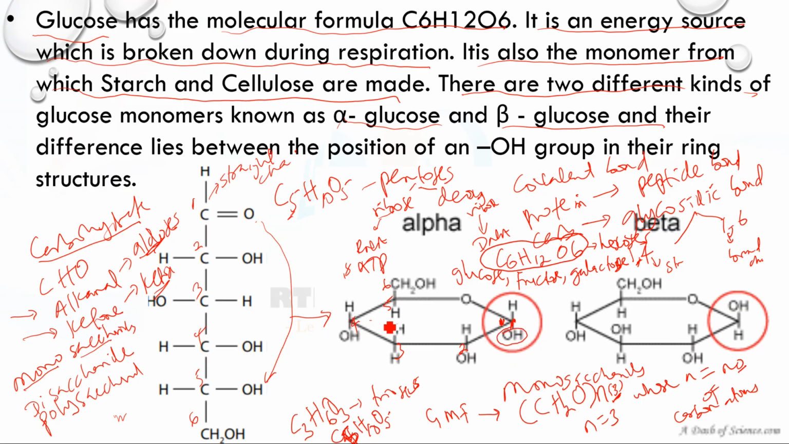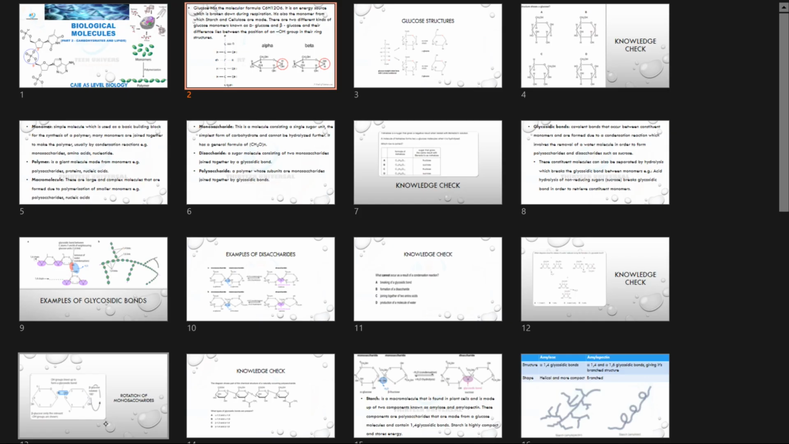If I draw the plane structure of this, the OH is below the plane structure. All right, so we call it alpha glucose. The OH attached to the first carbon atom is below the plane structure.